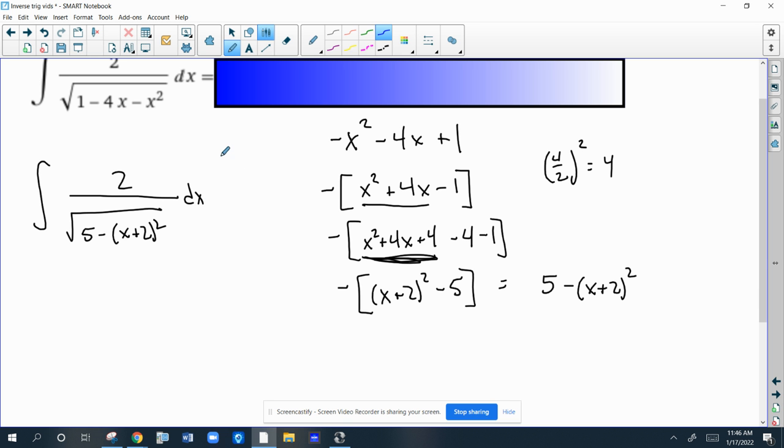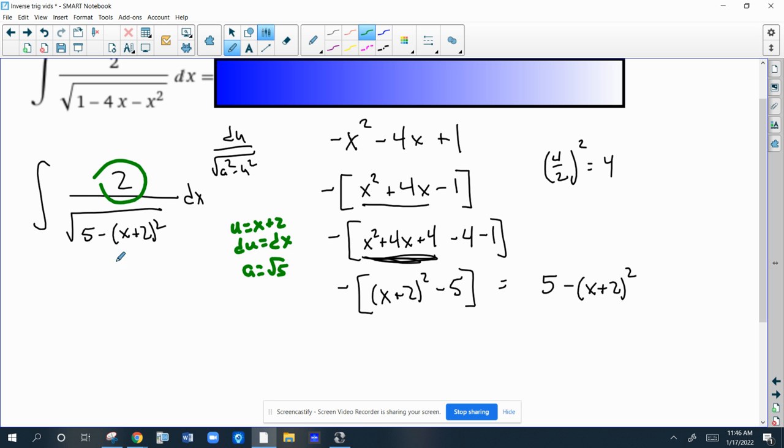Remember, the integral of du over square root of a squared minus u squared does become an arc sine. And the good news is it's a pretty straightforward arc sine, because u would just be x plus 2. So du is dx. So there's no constant involved with substituting the u's. a is the square root of 5. So it's a straight arc sine.